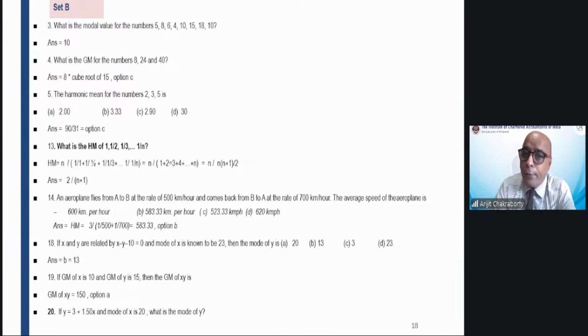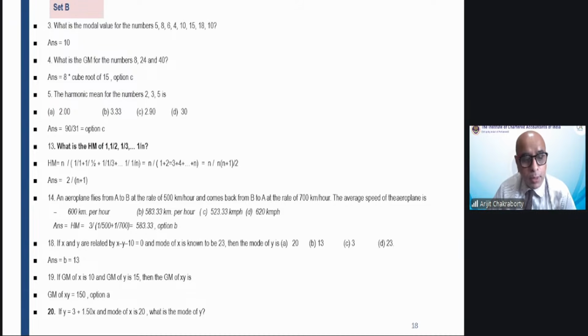20th question, very similar to what we have done, many problems on similar lines. y equal to 3 plus 1.5x. Mode of x is given. So very frequent type of pattern of question, and this comes often in the past year's questions. If you see, you will find similar questions coming in several attempts, several terms.